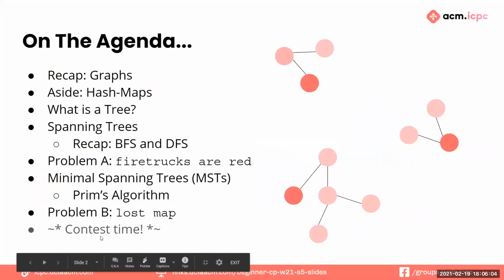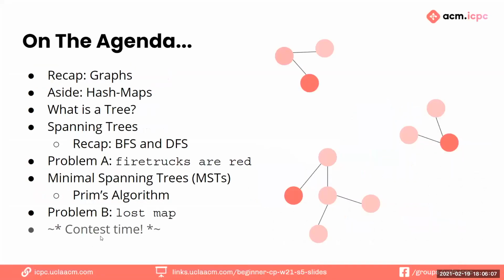Okay, so on the agenda today, first we're going to start off with a little recap of graphs just to get everyone refreshed. And then we're going to take a little detour and talk a little bit about hash maps and how they could be useful for graph theory. Then we'll actually get into talking about trees, what exactly a tree is, going into a specific type of tree, like specifically a spanning tree. We're going to do a little recap of BFS and DFS as we go along.